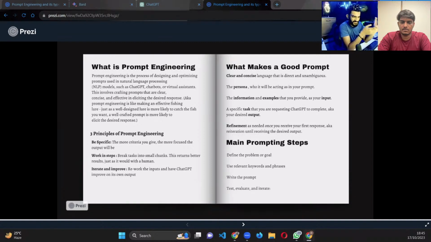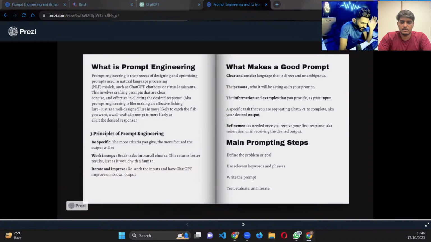Then come three principles: you have to be specific, you have to work in steps, and you have to always reiterate over it, right? And when it comes to a good prompt, you have to be very clear and concise with the language you are using. You always have to provide examples. You always have to be specific with the task that you want your model to perform. Also the persona: you can always ask your model to act like this thing, right? And again, the reiteration part is always there.